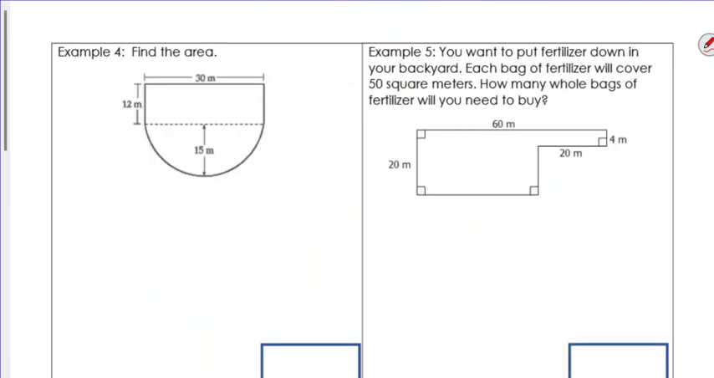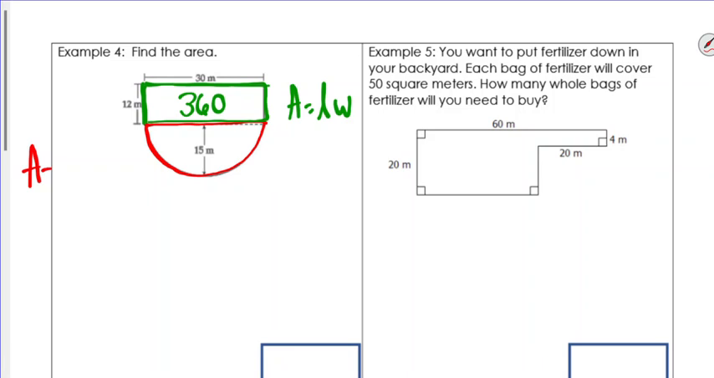Alright, finding the area again, we're going to split this into a half circle on the bottom and a rectangle on top. Area of a rectangle is length times width. That is 30 times 12, or 360.